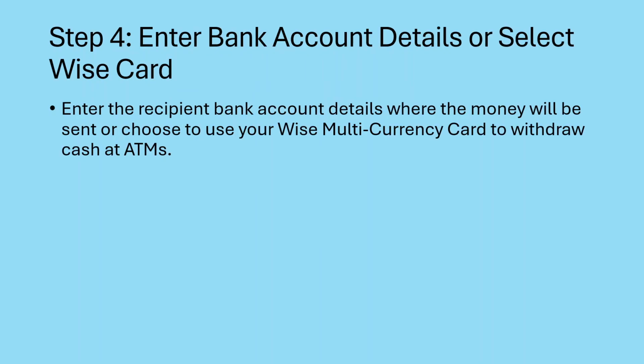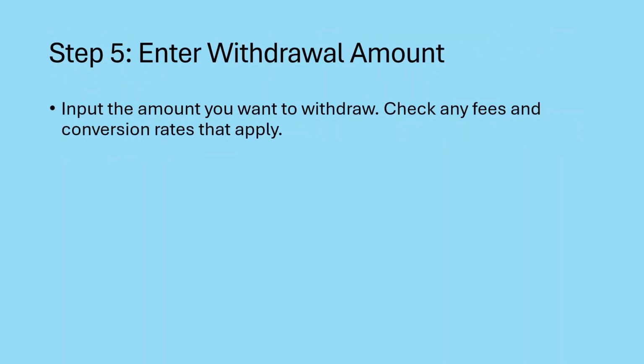Step 4. Enter bank account details or select Wise cards. Enter the recipient bank account details where the money will be sent, or choose to use your Wise multi-currency card to withdraw cash at ATMs. Step 5. Enter withdrawal amount. Input the amount you want to withdraw. Check any fees and conversion rates that apply.